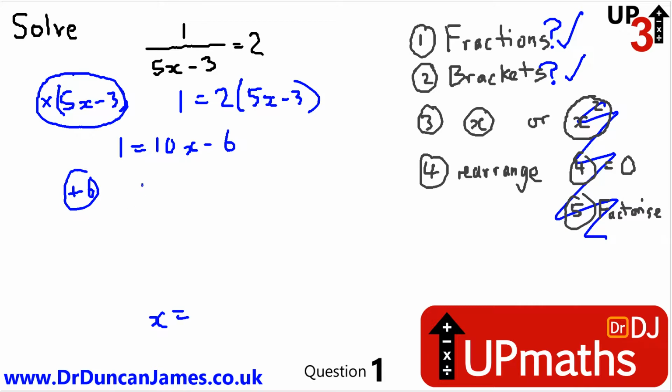So 1 plus 6 is 7, so that's 7 equals 10x. I'll divide by 10, because I want to get x on its own. I'm trying to move all the numbers away from x, so that's 7 over 10 equals x.